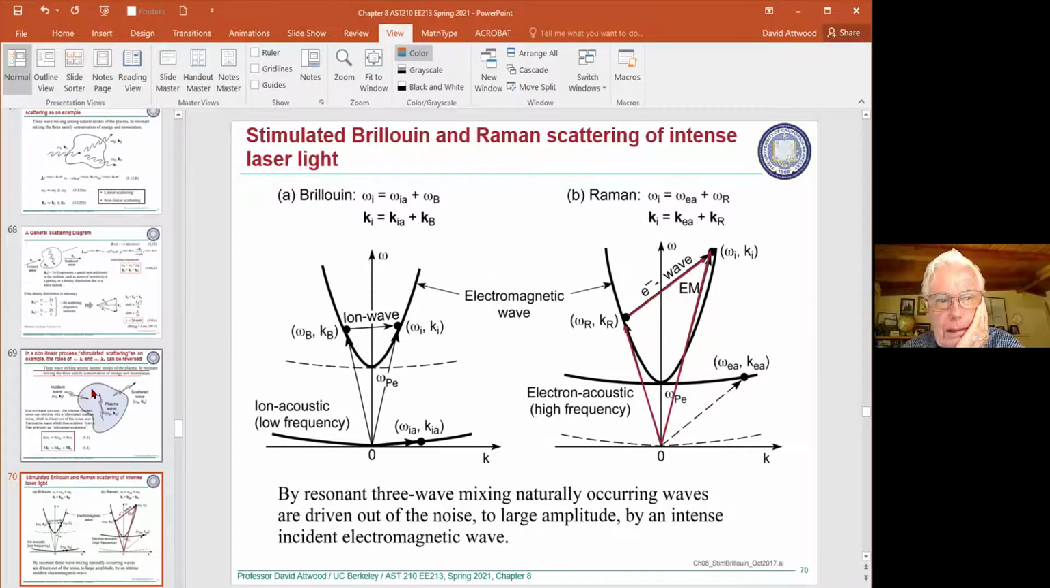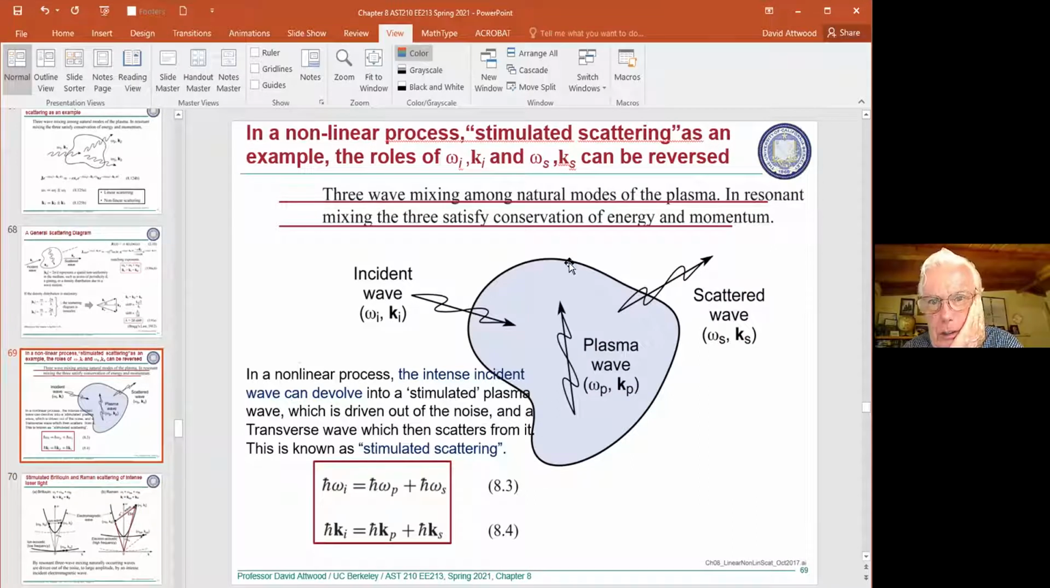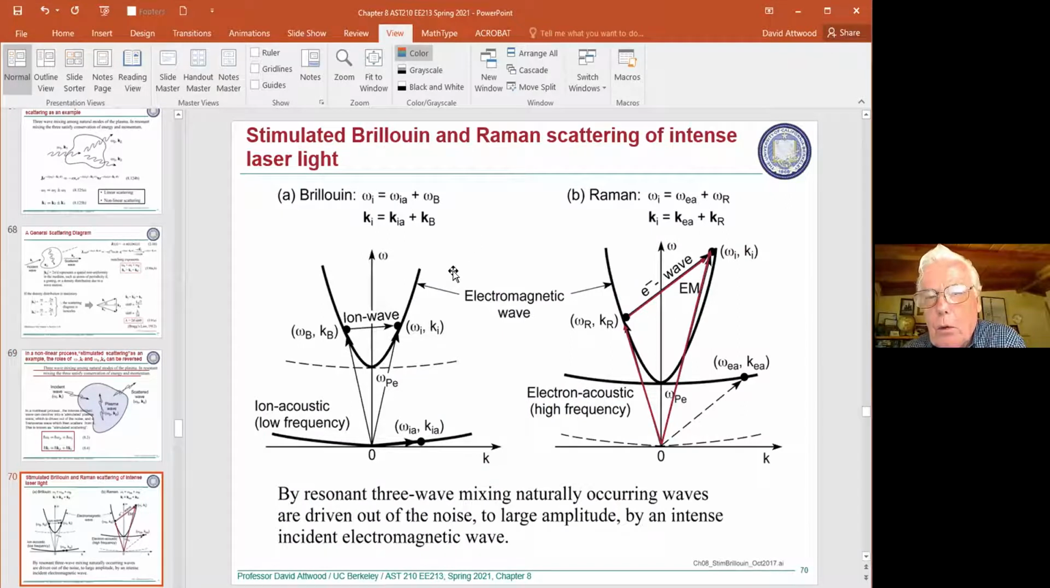Oh, and by the way, these things are called stimulated processes. So where the incoming wave stimulates this plasma wave to come out of the noise and then scatters off it, this is called stimulated scattering. This incident wave is stimulating the other two to come up out of the noise and to scatter off them. So here are two really common or well-known examples of stimulated scattering. One is called stimulated Brillouin scattering, and one is called stimulated Raman scattering.